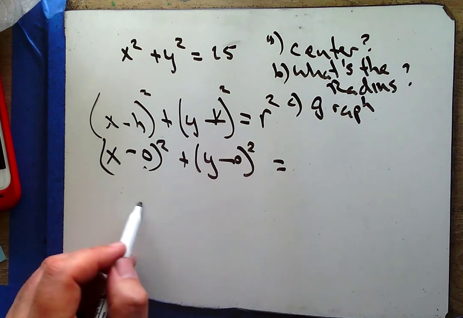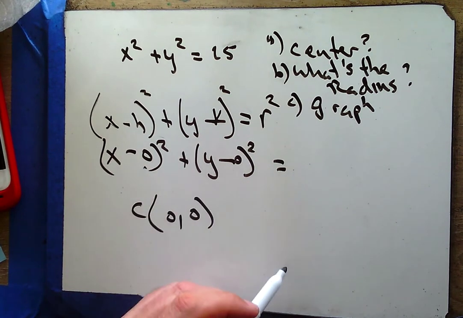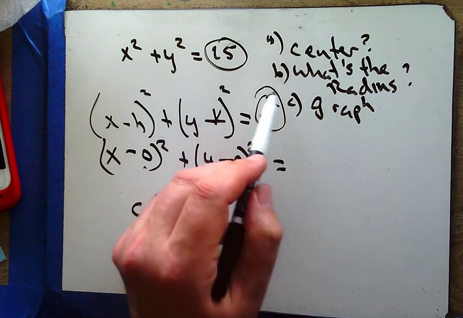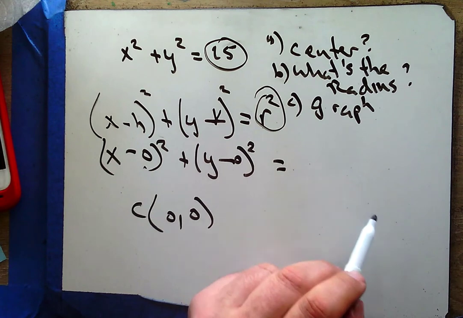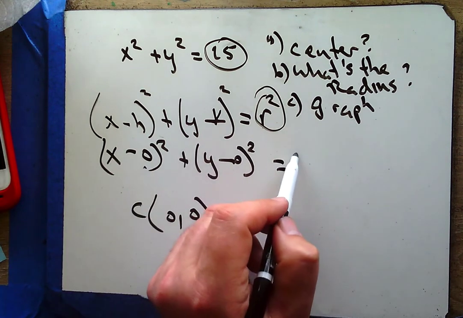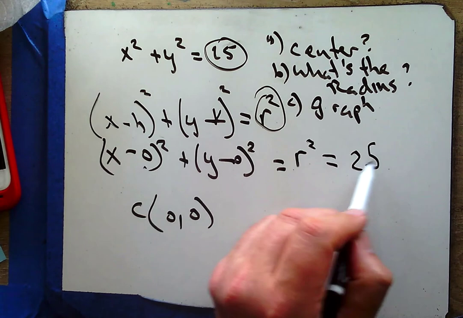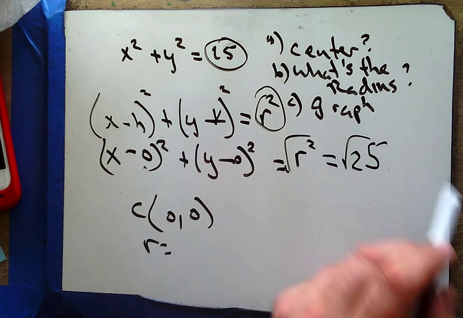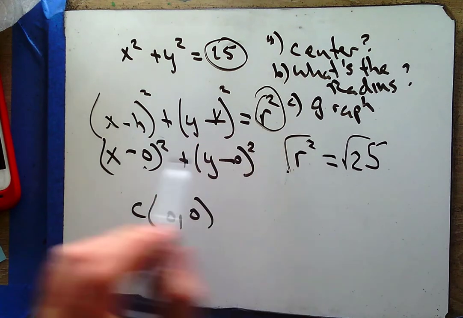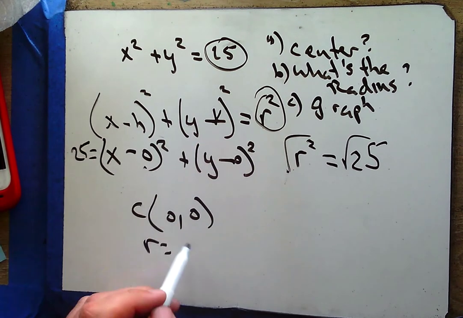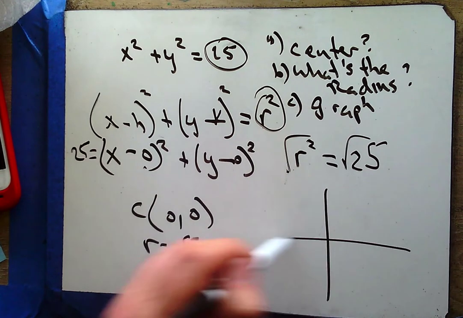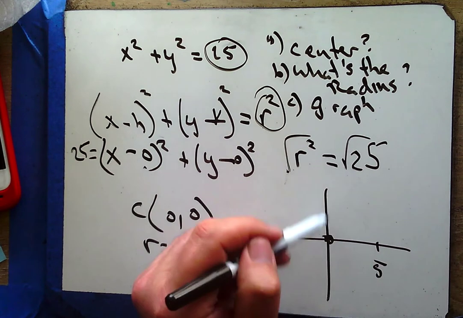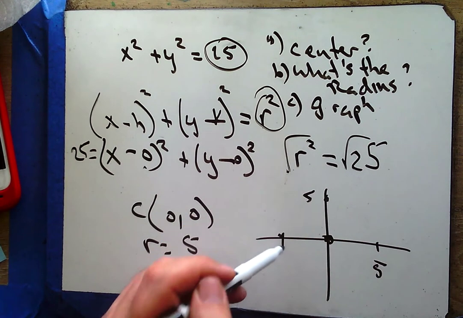So my center must be located at 0, 0. Now, I see over here a 25, and over here radius squared. So I know my radius squared is 25. So what would the radius be? Well, I take the square root of both sides, and I end up with radius equals 5. And so for graphing this circle, I start at 0, 0, and I go 5 in each direction. That's all I have to do.